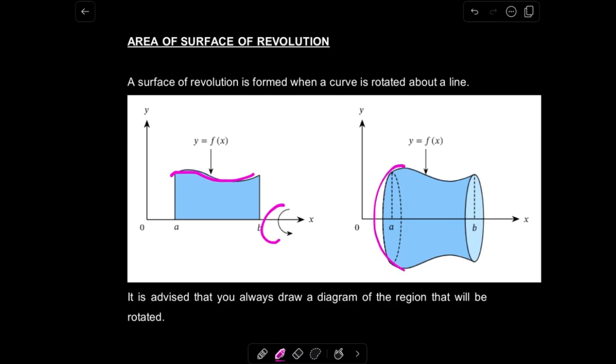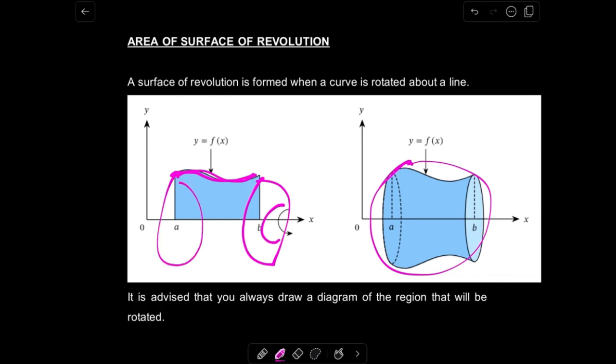And that's going to give us a three-dimensional object when we rotate it. What we're doing in this section is we are now going to calculate the surface area of that three-dimensional object. So if you take a look here, if we rotate that curve over, it's going to give us this weird vase-looking 3D object, and we're going to calculate the surface area of it.